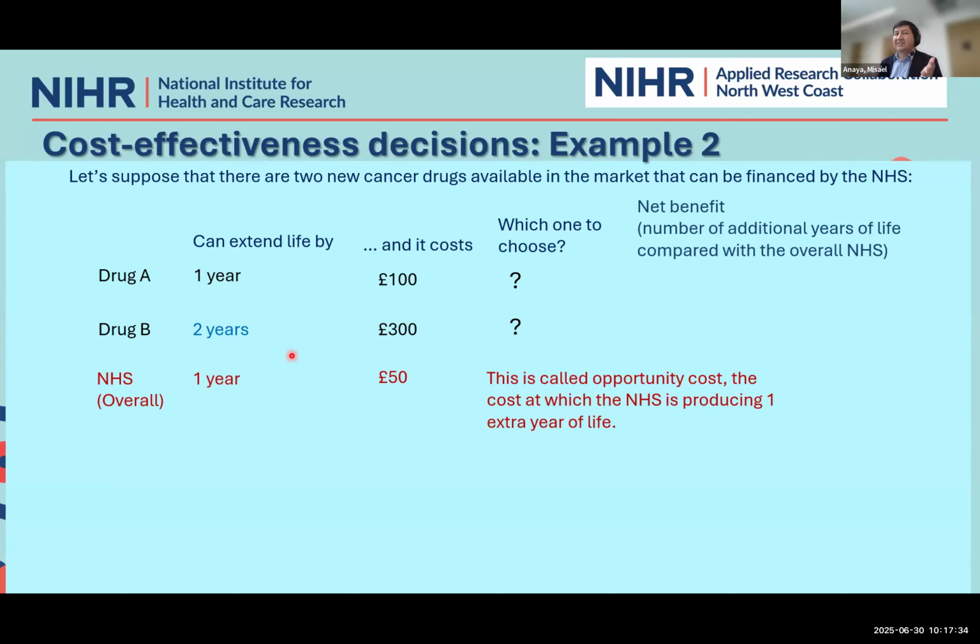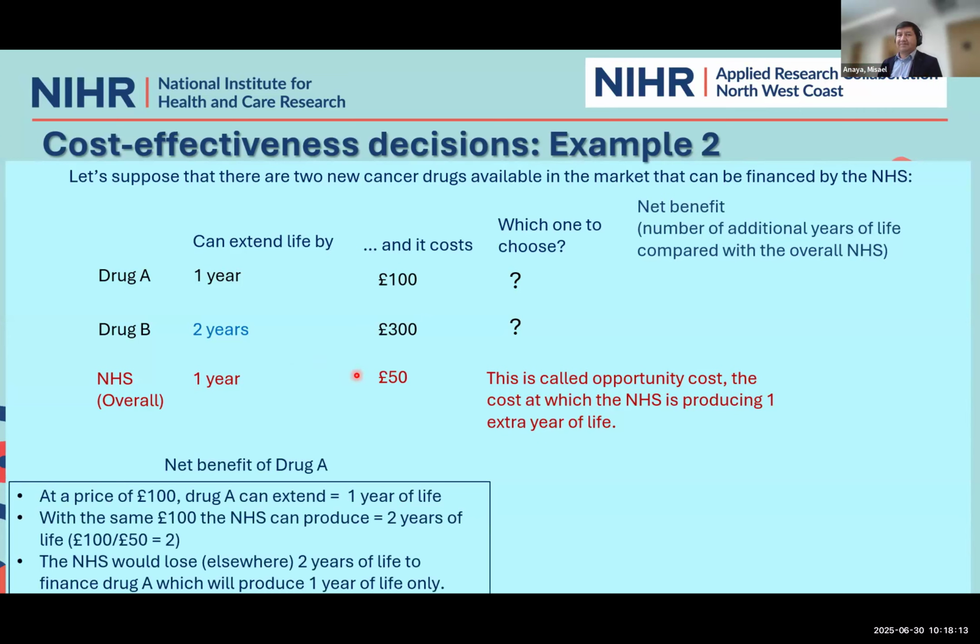Let's assume that the NHS is producing 1 additional year of life in the overall system with £50. Which means if we would like to finance a new drug, we'll need to use these existing resources. And these will be the resources that we forego in order to have one of these drugs. This is called an opportunity cost. And the opportunity cost and the net benefit is estimated like this.